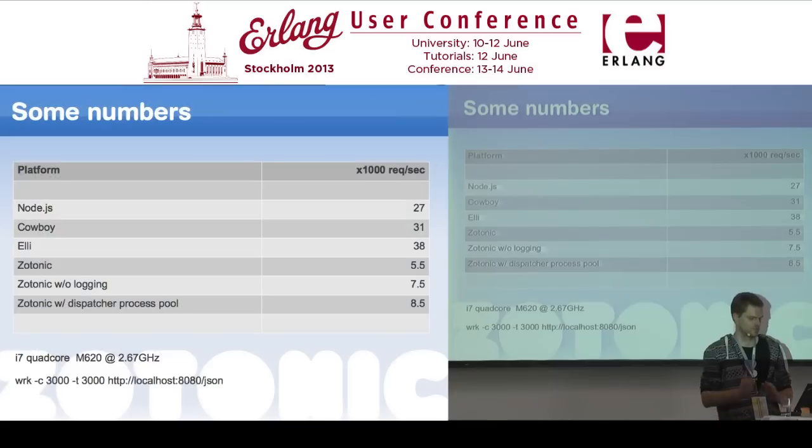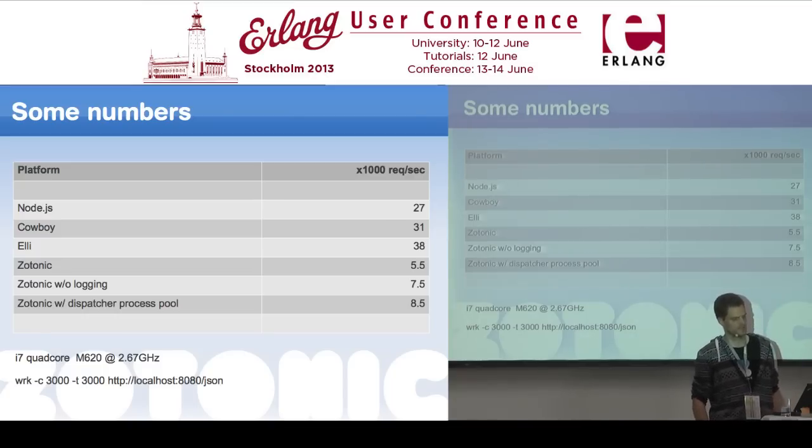So here are the raw numbers. Last week I did some tests on my machine. I tested Cowboy and Elli, which are newer Erlang web frameworks. And then there's Zotonic, which is not even in the same ballpark. But I think the biggest win for Cowboy and Elli is that they both use binaries and not lists for their web serving, and we use mochiweb. And then Node.js is a bit in the same ballpark.